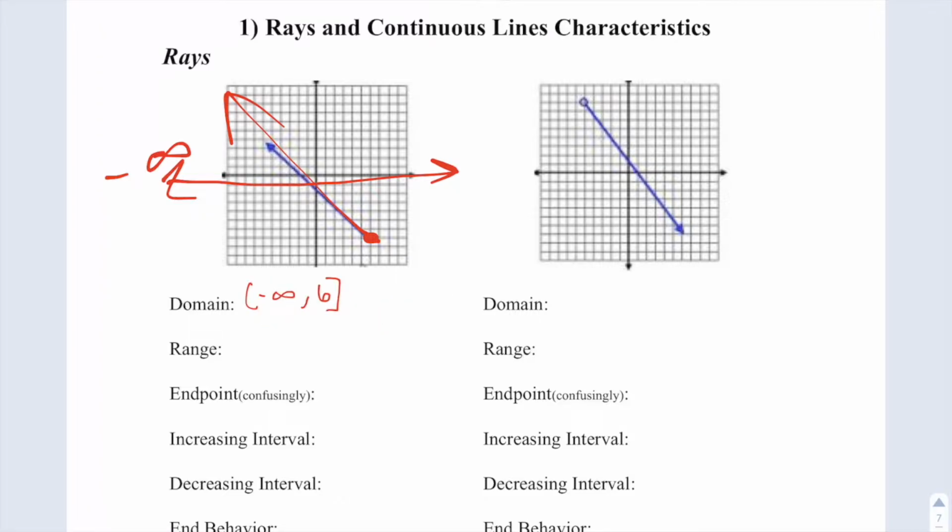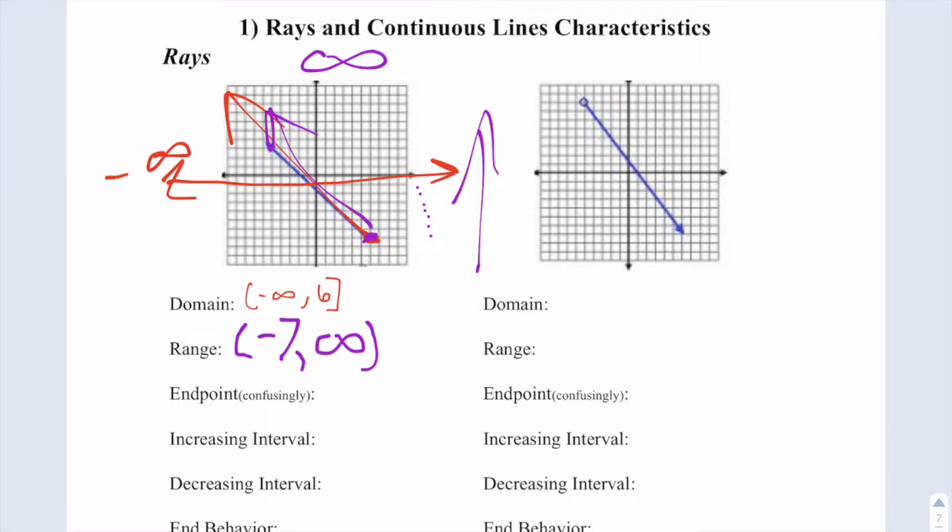All right, now working with range. Remember, we're going to go from the bottom up is how we read it. Well, again, it's going to go up forever, so it's definitely going to go toward the positive infinity of range. So that's going to be the second part of our range. The first part of our range is where this endpoint is. So if we count down, we have 1, 2, 3, 4, 5, 6, 7. So the first y value on this ray is at -7. So then our range would be -7 to infinity.